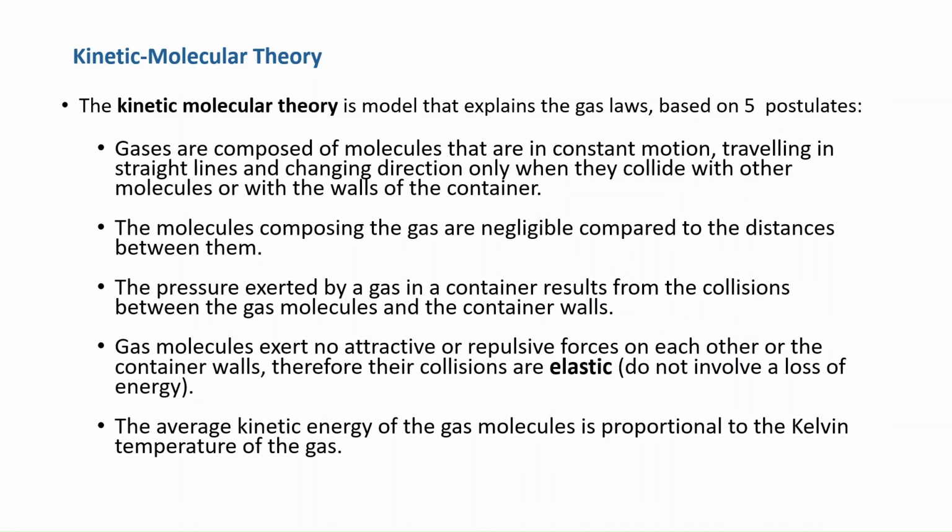We said that ideal gases can be explained by the kinetic molecular theory. So let's go over the 5 postulates of this theory. We're going to see that some are questionable, okay? Gases are composed of molecules that are in constant motion. Yes, that's true. We know they travel in straight lines and they only change directions when they collide with each other or with the walls of the container. That's fine. The molecules composing the gas are negligible compared to the distances between them. That would be like almost saying that the molecule doesn't have any volume. So let me just call it so-so. The fact is, gas molecules do have a volume, and even though there's plenty of empty space, can you consider that negligible? We'll see, okay?